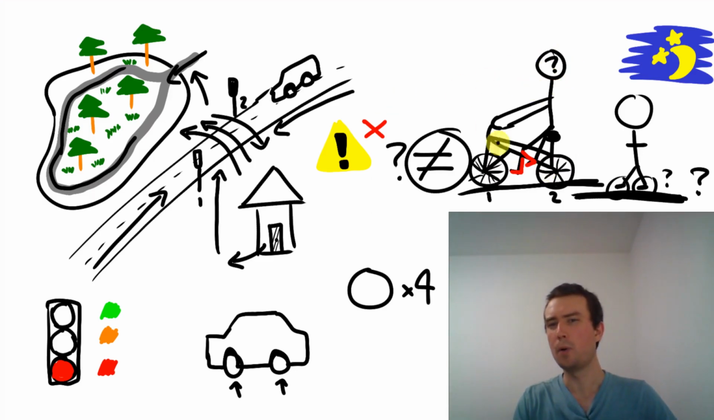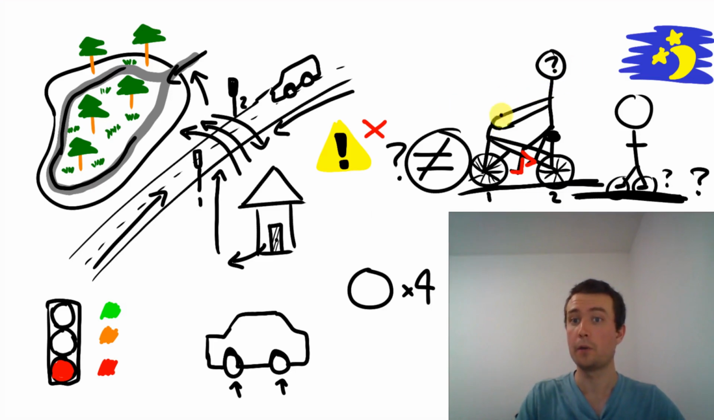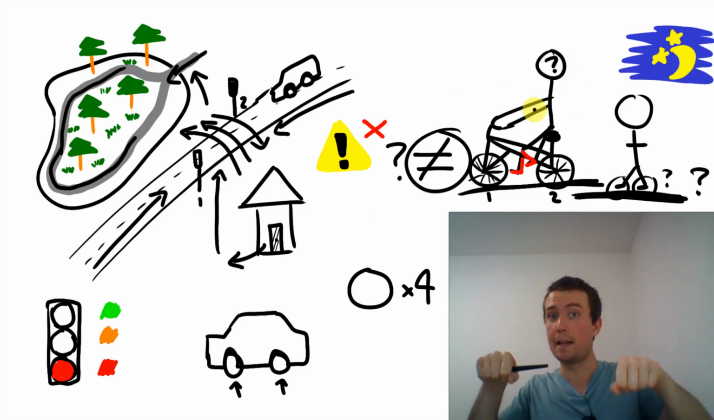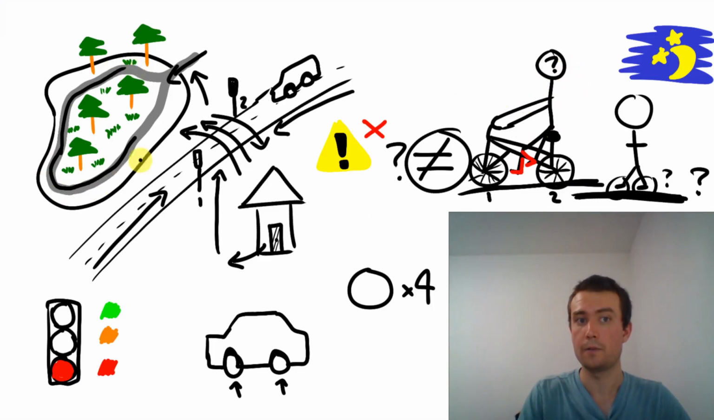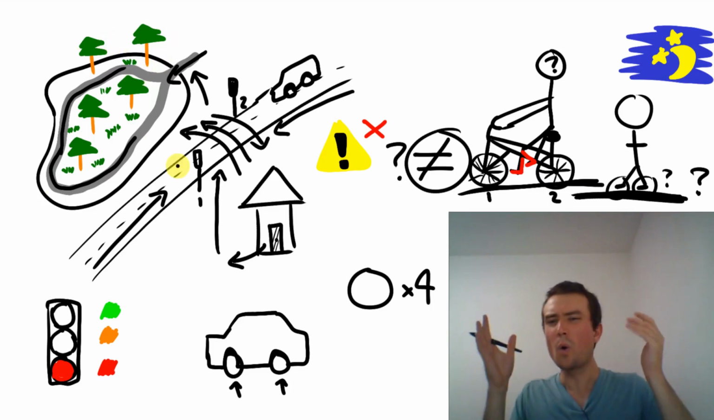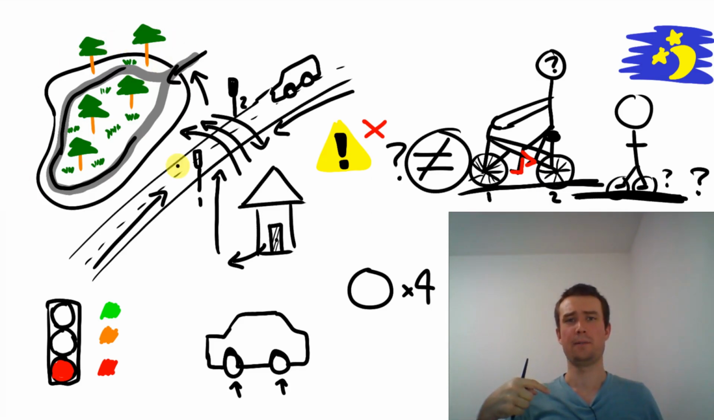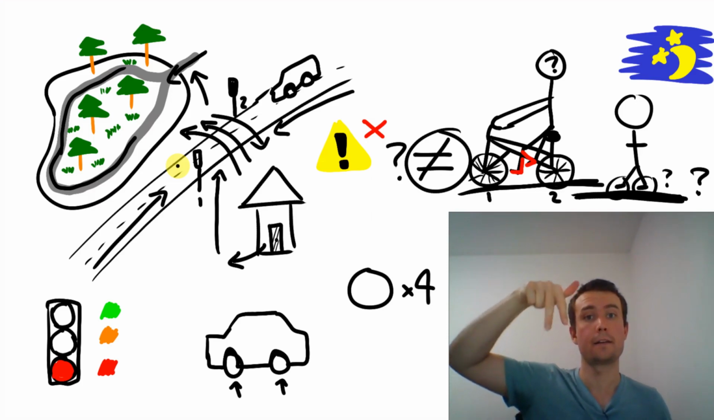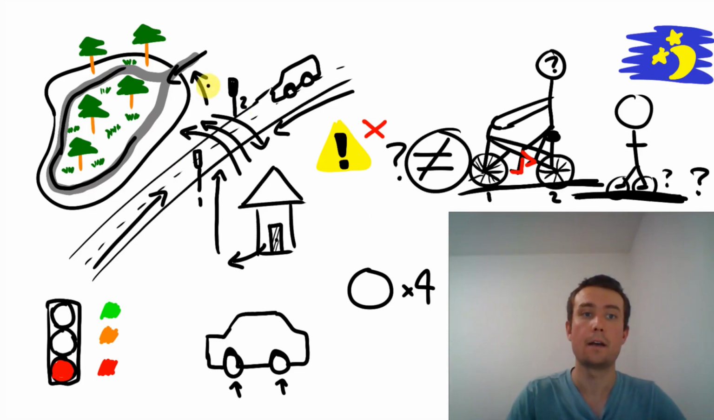What is the person on the bike doing? The person on the bike is riding around the park. What am I doing? I am walking around the park, on the path.